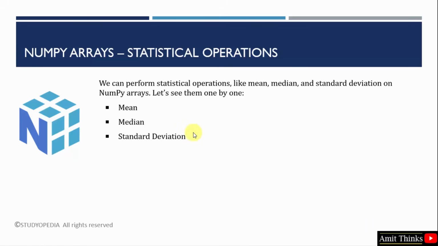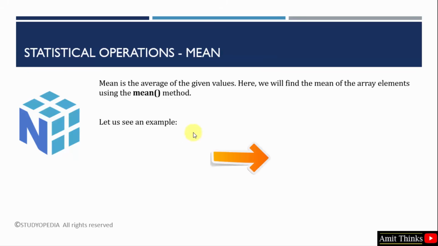Mean is the average of the given values, median is the middle value of the given values, and standard deviation is basically a measure of the amount of variation or dispersion of the given values. In this case, the given values are NumPy array elements.